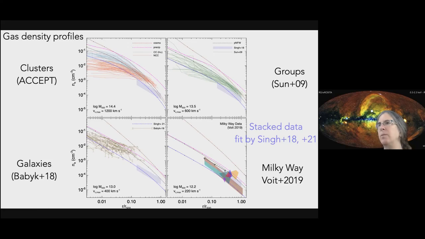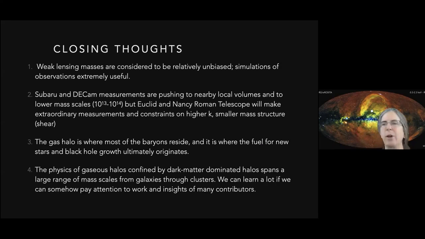And I'll just close with this last closing thought slide. It's not really a summary slide. And that is thoughts to take forward to this workshop and this meeting. One is that weak lensing masses are considered to be relatively unbiased. So if we can get weak lensing masses of galaxies, this is going to be great, but we need simulations of observations that connect the weak lensing expectations with what you'd expect from X-ray emission and UV absorption.